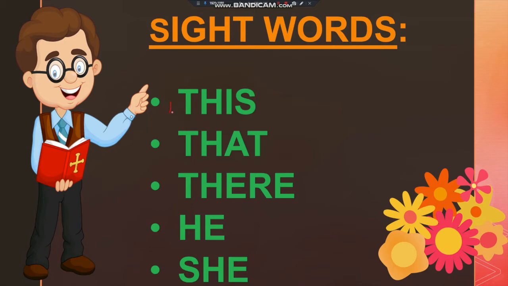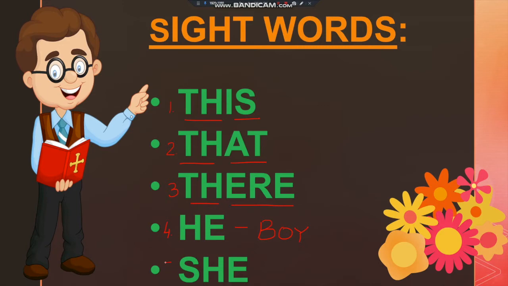T-H-E-R-E. All these three sight words have T-H. T-H-I-S, this. T-H-A-T, that. T-H-E-R-E, there. Next one is he. He is used for a boy. He is my friend. He has a blue hat. He has a red bike.